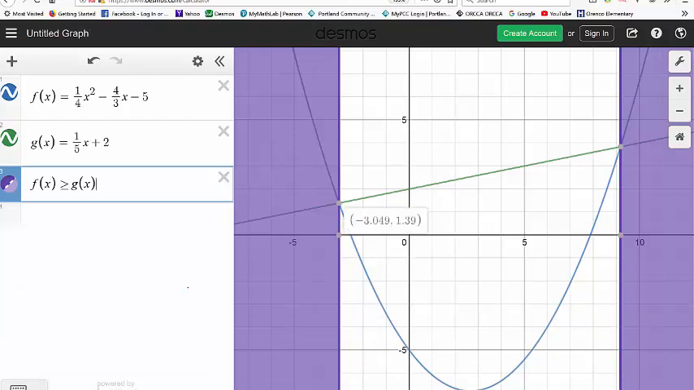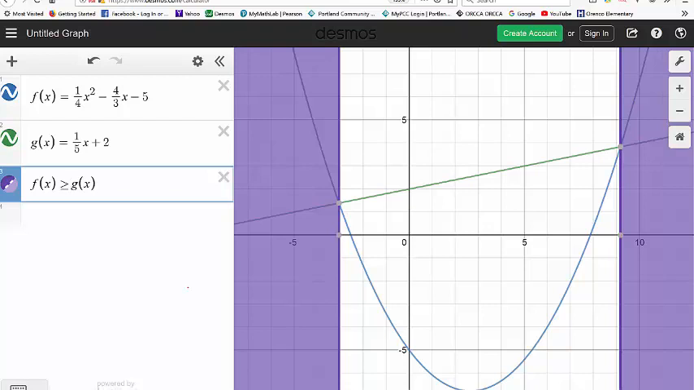So let me get our points there, okay? So we can see that it's shading that part where f of x is greater than g of x, the same part that I highlighted on that parabola. That's the part it's shading on the number line there, right? Less than negative 3.049, I should say less than or equal to, and greater than or equal to 9.183.